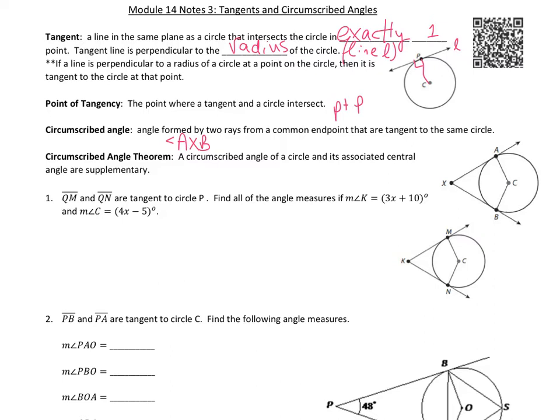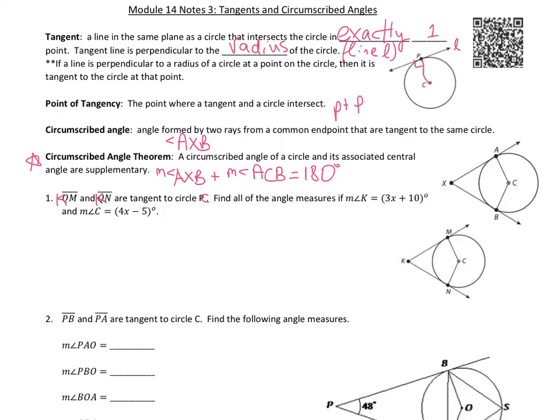Something that we need to know that you're going to use quite a bit, the circumscribed angle theorem, is that the circumscribed angle of a circle and its associated central angle are supplementary. So that means that my angle right here, angle X, and angle C, the central angle of the minor angle, are going to be supplementary to each other. This means if we add them together, they equal 180 degrees, and we're going to use that to find some different angle measures.